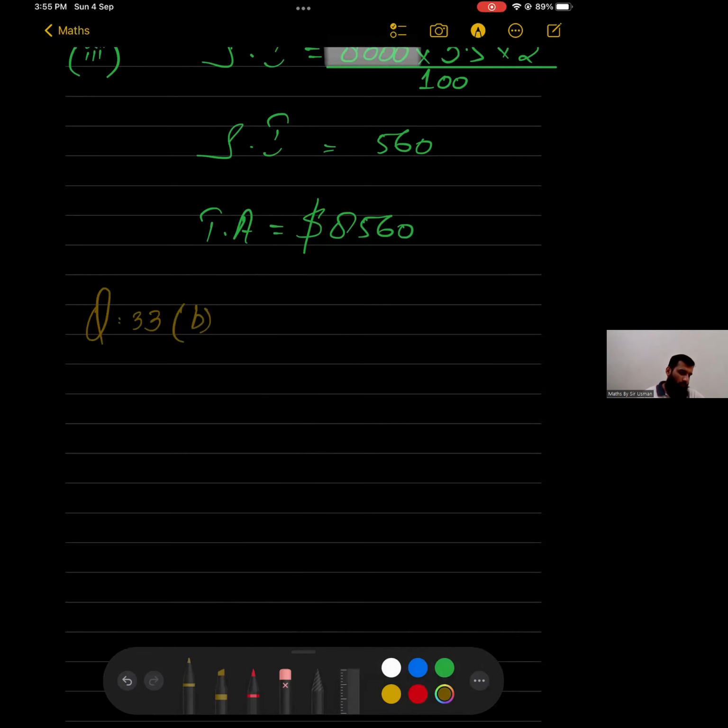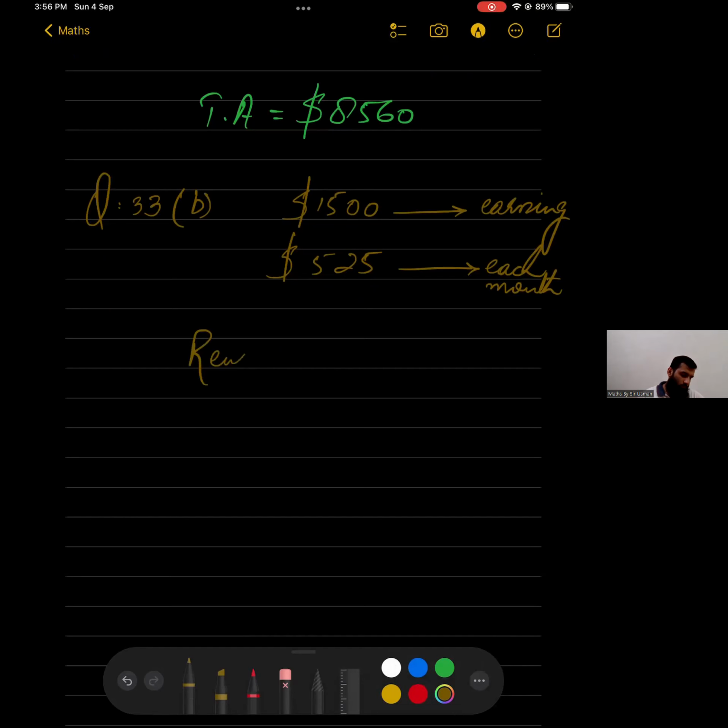they were saying that $1,500 was the earning. $1,500 अर्न किए किसी ने and the rent was $525 for each month. Now they asked us to figure out the rent as a percentage of total. Rent as a percentage of the earning or the total.